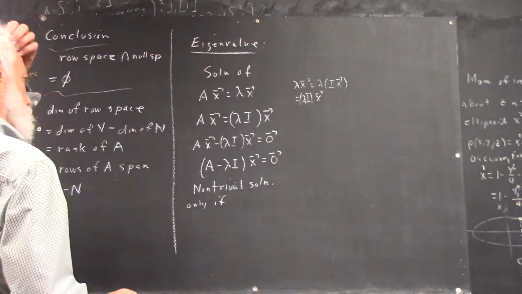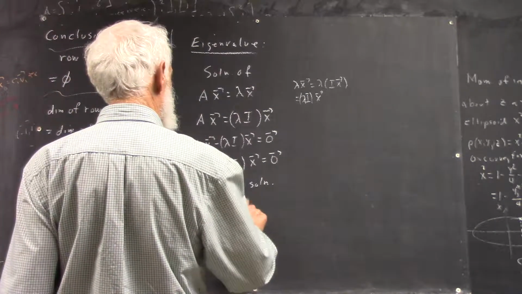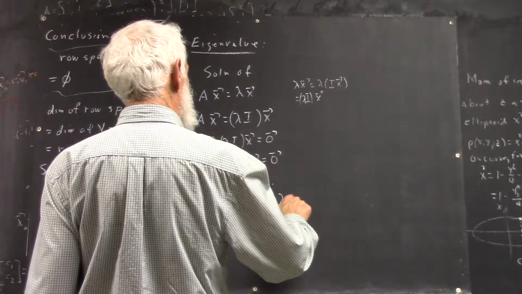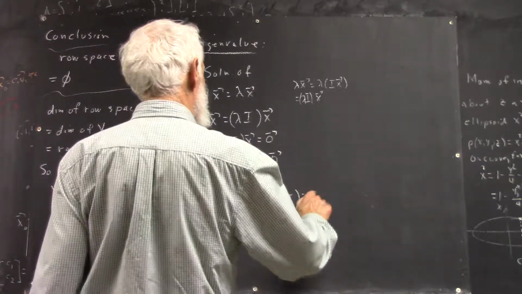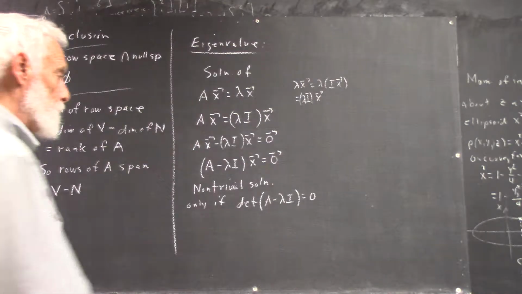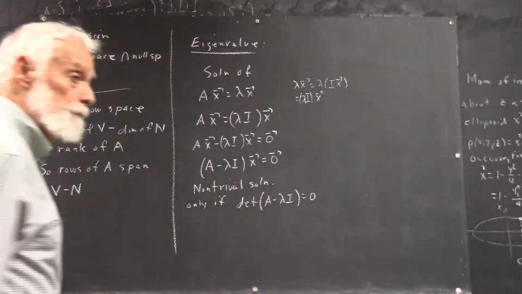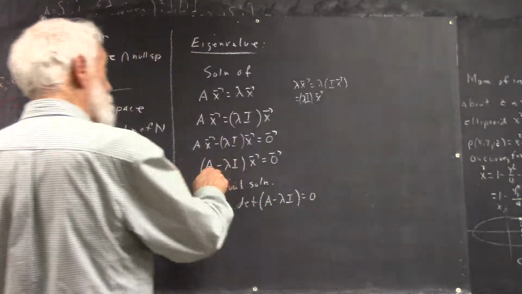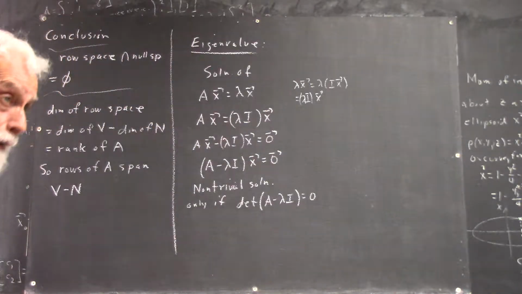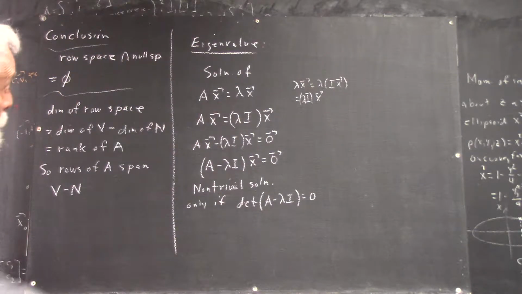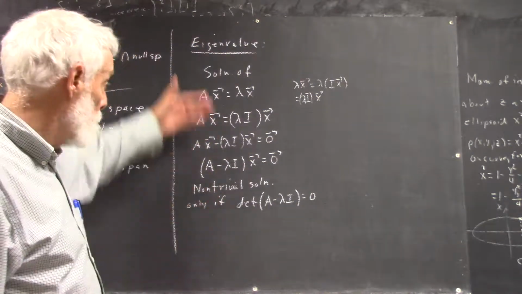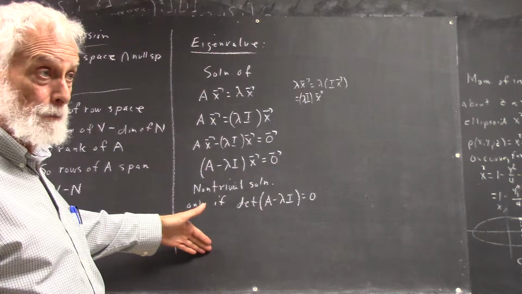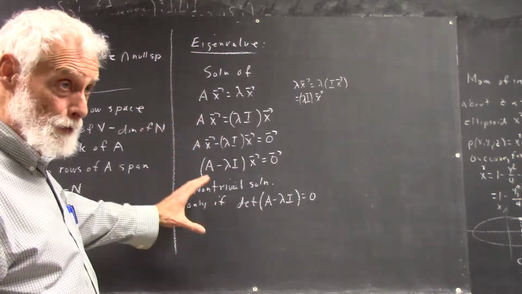Well, we have a non-trivial solution only if the determinant of A minus lambda I is zero. Okay? Because if the determinant wasn't zero, this would be invertible and x would have to be the zero vector. Well, I want you to understand this. I want you to be able to reproduce this anytime you need it, because it's a pretty simple argument. But you need to understand. Okay?